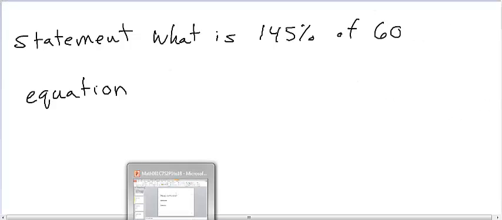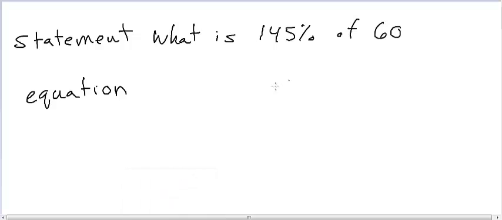So what's 145% of 60? I said what is the same thing as saying what number. That becomes our variable. Is interpreted as an equal sign. I want to use 145%, but I can't use it as a percent. I need to change it to a decimal before I do involve it in this problem.